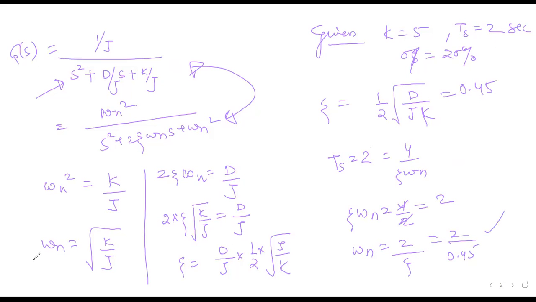And since now, if you see, you know omega n and k value is 2, you can find J. Similarly, if you can find J, then you know zeta, you know J value, you know k value, and you can easily find D value.